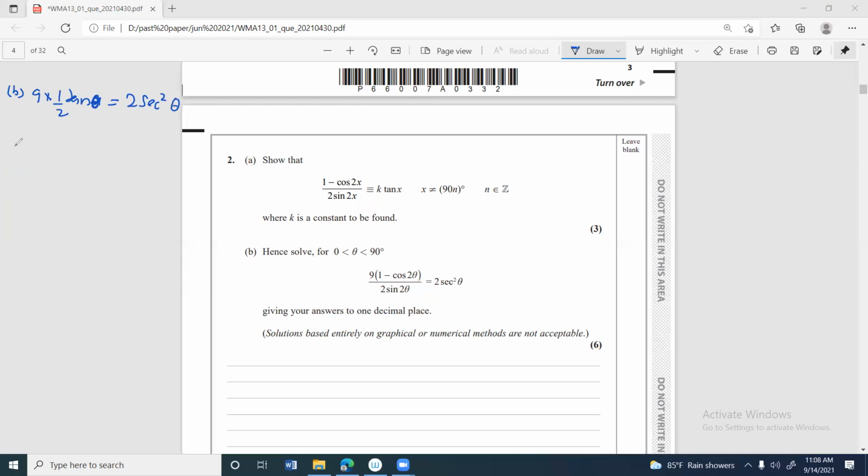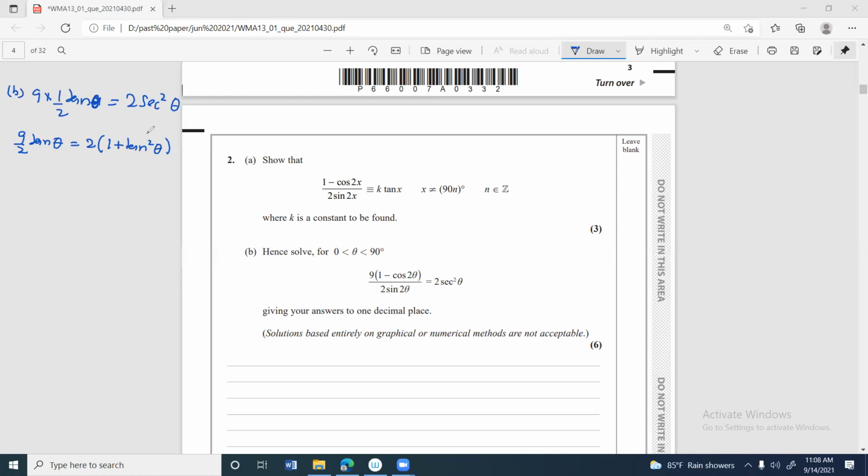Now I need to solve this. So then you can say this is 9 over 2 tan theta equals to, instead of sec squared theta, I can write 1 plus tan squared theta, because we already learned this one in our trigonometric formulas.